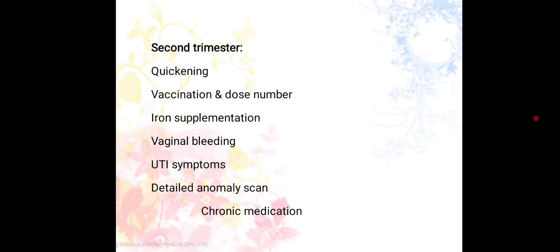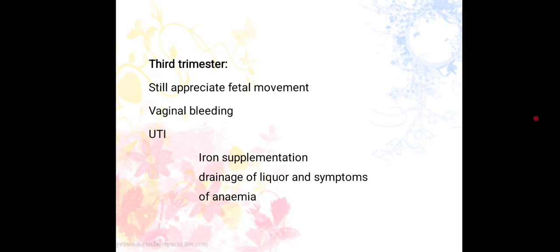Iron supplementation. Folic acid in first trimester, iron and calcium supplementation from second trimester and up to the postpartum period for lactation. Vaginal bleeding, UTI symptoms, detailed anomaly scan. Anomaly scan is an ultrasound done in the second trimester between 18 and 22 weeks of gestation for any fetal structural anomaly. Third trimester: if the patient still appreciates fetal movement, any vaginal bleeding, UTI symptoms, iron supplementation, any dizziness or anemia symptoms.